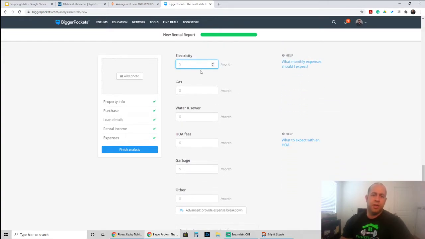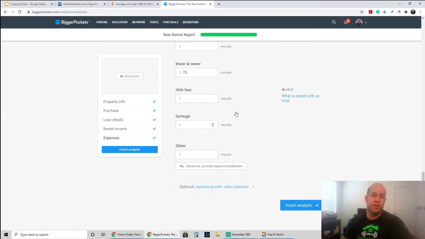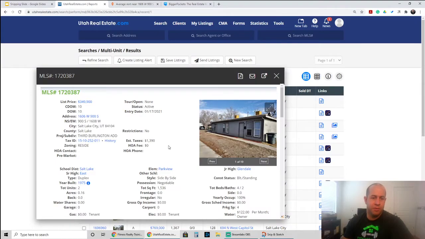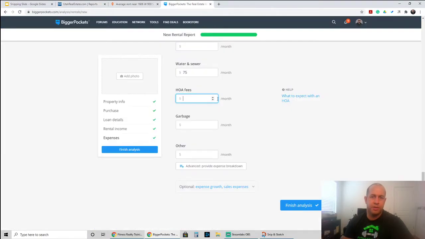You could put in electricity, gas, water, and sewer, whoever is paying for what. Let's say we're paying the water and sewer, and it's $25 on this. Sorry, we're just going to pay the sewer. Let's change that. Let's say we're going to pay for everything, water and sewer, and if they go over $75 in water, then they just pay for the overage. HOA fees, I don't believe this had one, so 0 here for HOA fees. Of course, if you buy a condo or something, it's definitely going to have HOA fees, so put that in there. And then garbage is probably $25 a month.